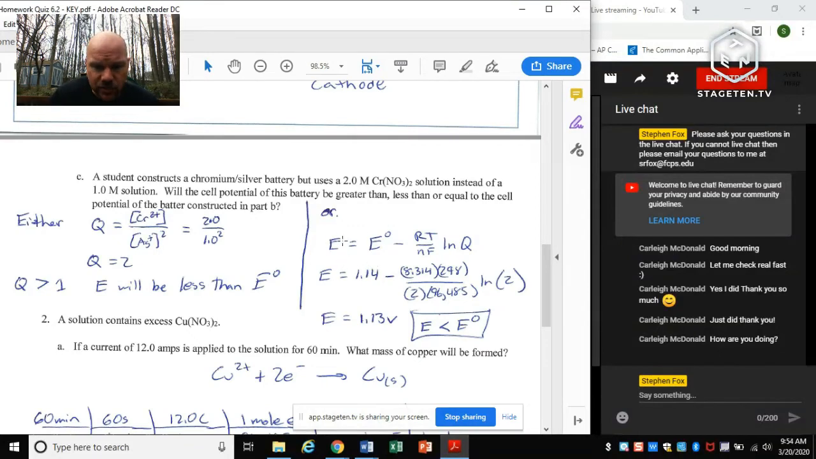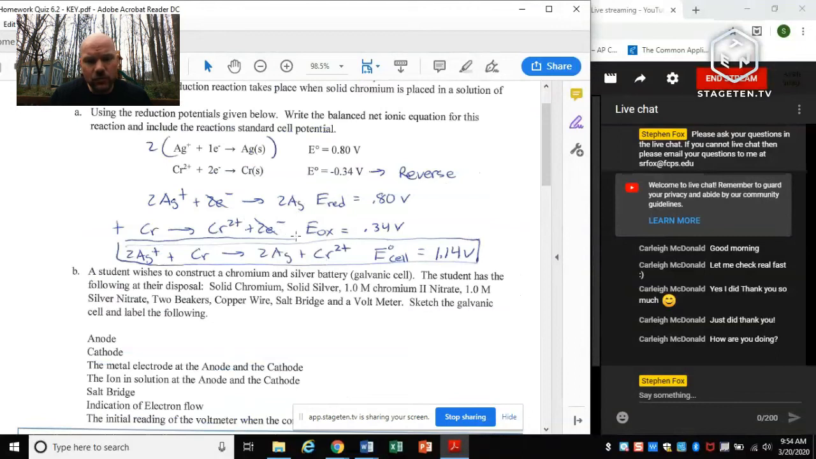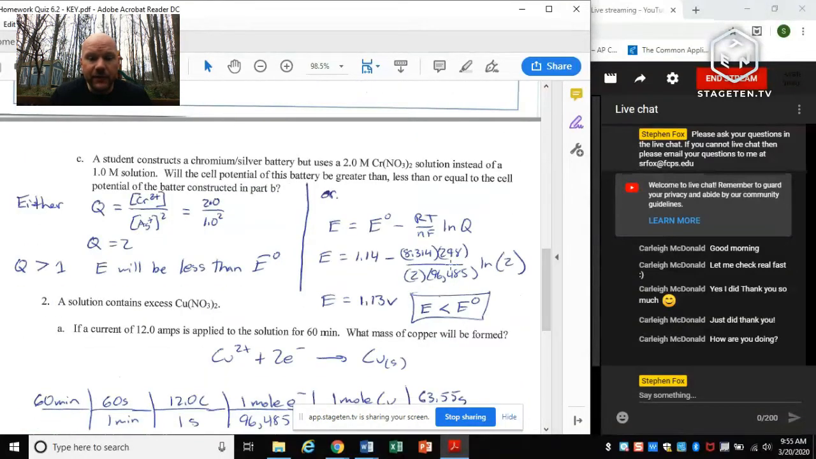It says the new potential, the potential not at standard conditions, E without the degree sign, is equal to the standard cell potential, which we calculated before, 1.14 volts, minus RT/NF. R is 8.314. Temperature's 298 because we didn't change the temperature. We're still assuming regular conditions except for 2 molar chromium instead of 1 molar. N is moles of electrons being transferred, and in the balanced redox reaction it's 2 moles of electrons, so N is 2 in this case. And then F is Faraday's constant, okay?